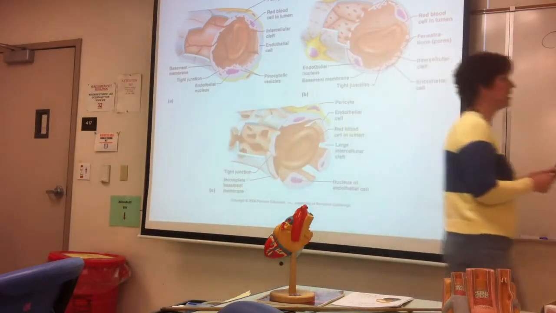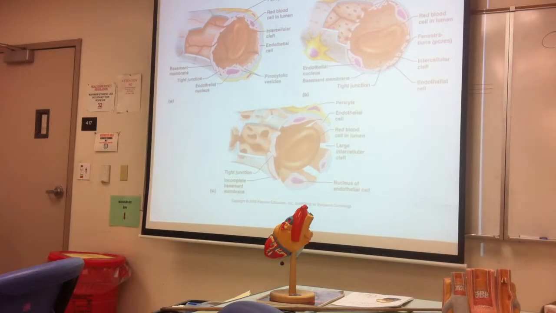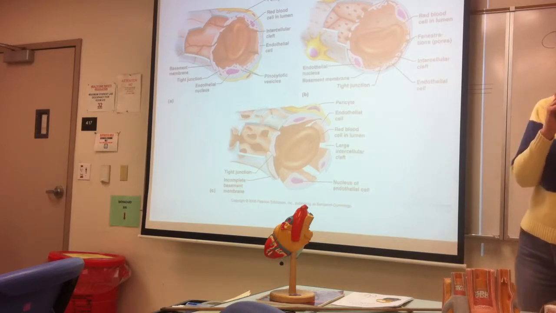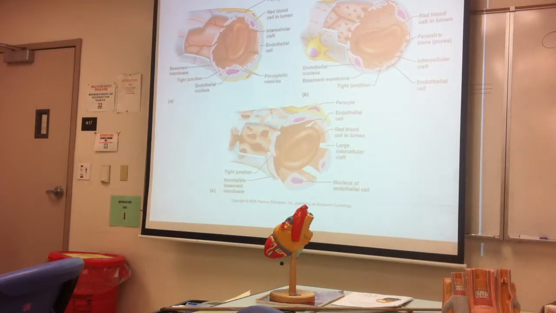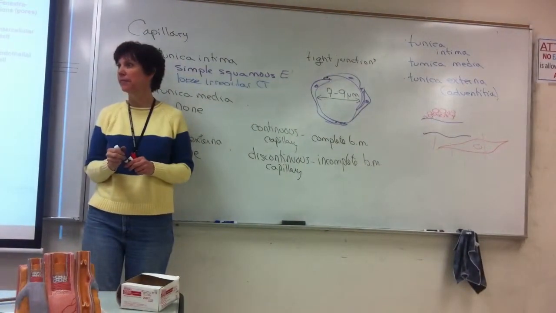So capillaries are typically slightly larger than a red blood cell. Anybody remember the diameter of a red blood cell? About 7 microns. So this is going to be between 7 and 9 microns in diameter, a typical capillary, whereas a sinusoid may be 10 to 12.